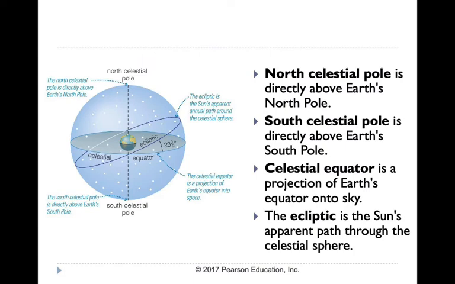And so a couple of definitions here. We have the North Celestial Pole, the South Celestial Pole, and then the Celestial Equator. And then, of course, the ecliptic, which is the path that the sun and the planets tend to go around. And from the image here, we can see that they are slightly off-center.